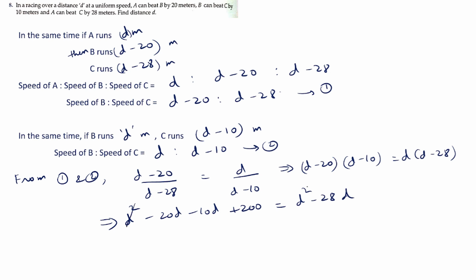So D square will cancel. Here we have minus 30D. When it goes to the other side, we will have plus 30D. 30D minus 28D is 2D. So 200 is equal to 2D, or D is equal to 200 by 2, 100 meters. Therefore, D equals 100 meters.